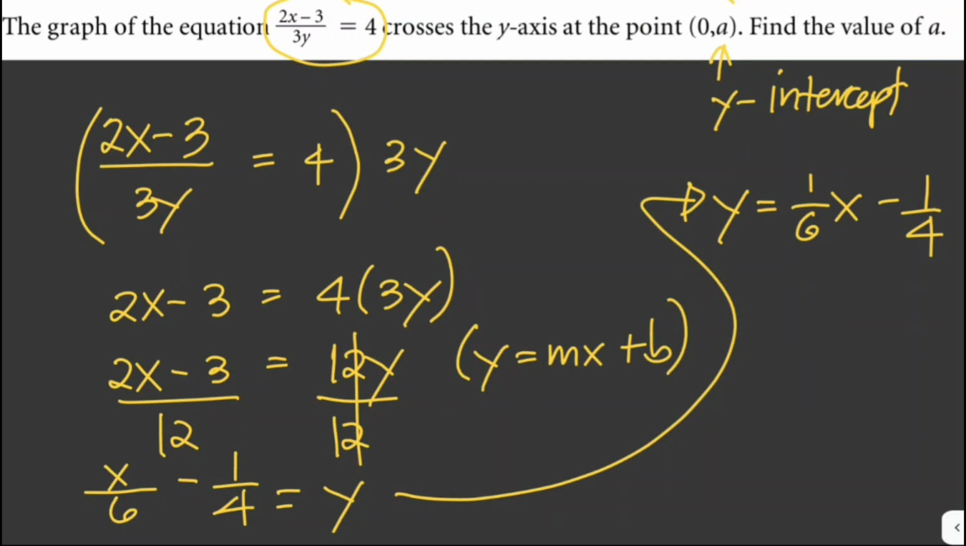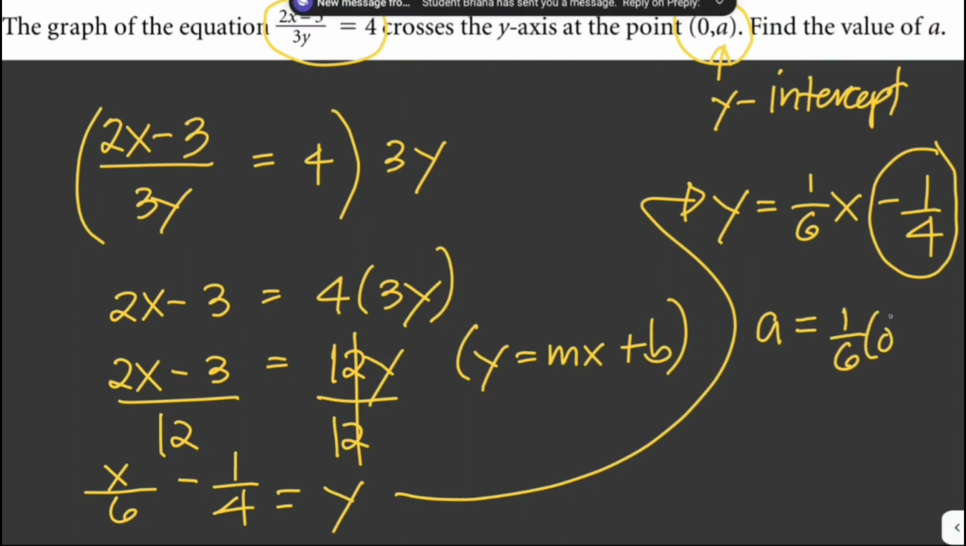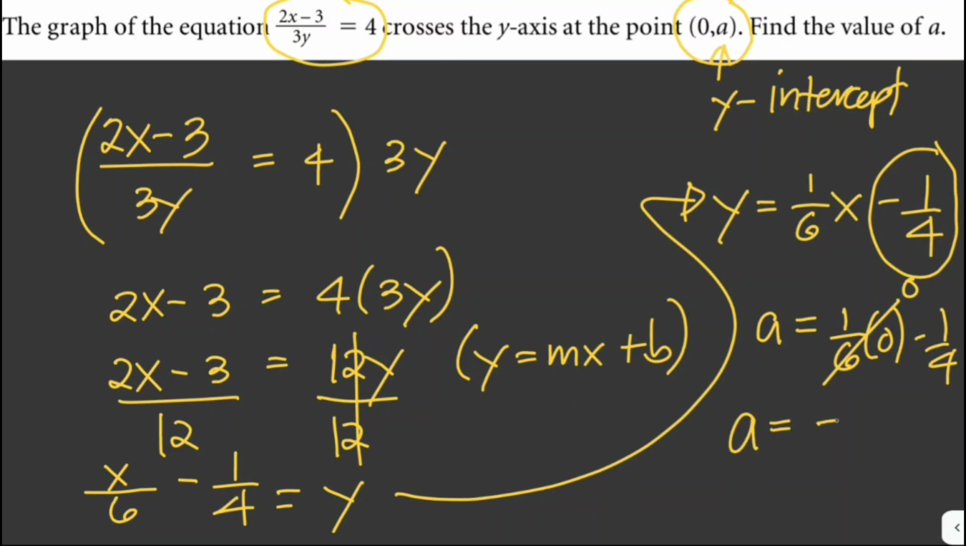Now we can substitute the given point (0, a) to solve for the value of a, or we can simply point out that -1/4 is the y-intercept when x is equal to 0. So let's check. So this is a equals 1 over 6 times 0 minus 1/4. So this is 0. Therefore, a is just equal to -1/4.